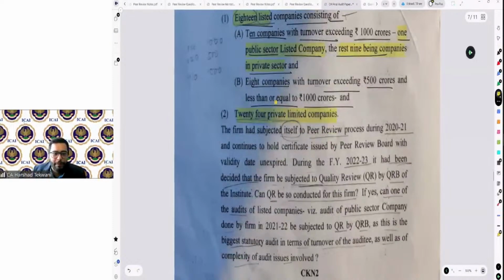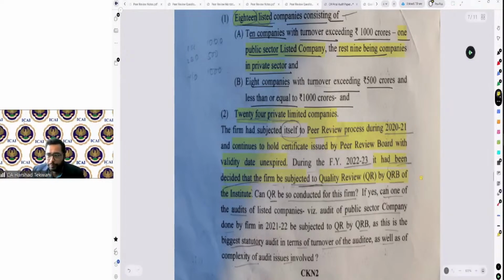Okay, fine. The firm had subjected itself to the peer review process during 2021 and continues to hold a certificate issued by the Peer Review Board with validity date unexpired. It means it is not yet expired, so they have a valid peer review certificate. That is fine. During FY 22-23, it has been decided that the firm be subject to quality review by the Quality Review Board of the institute. Okay, so it is covered under the quality review.